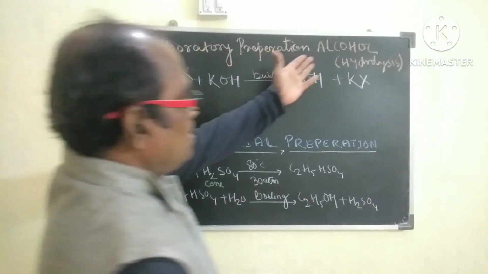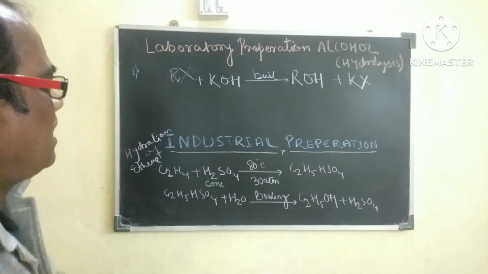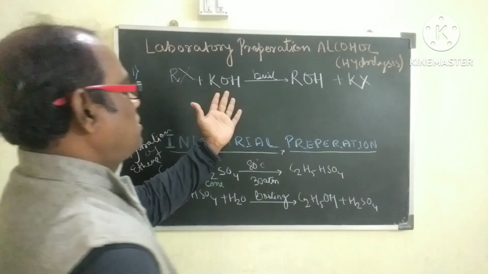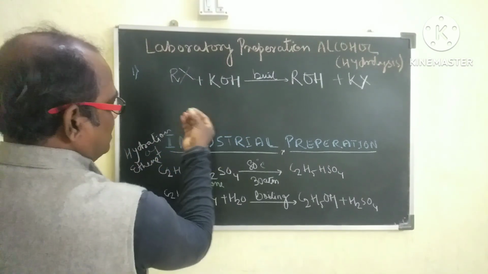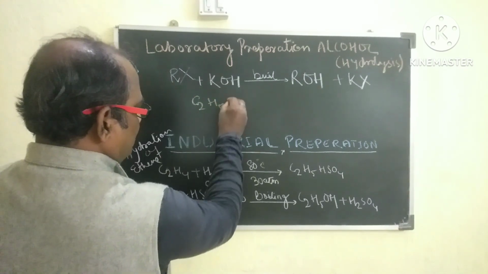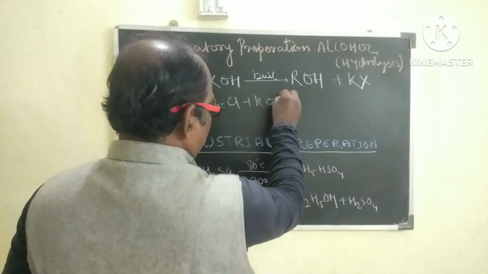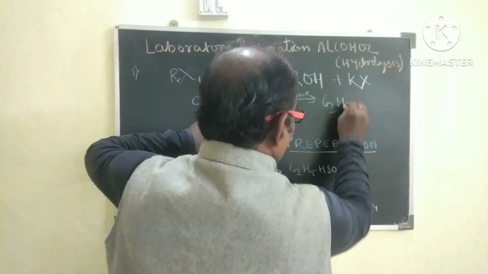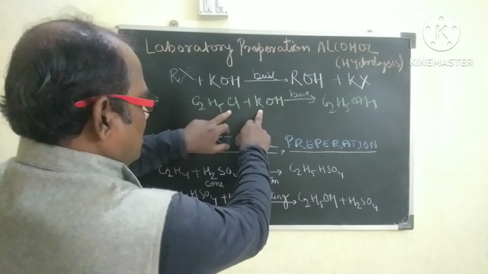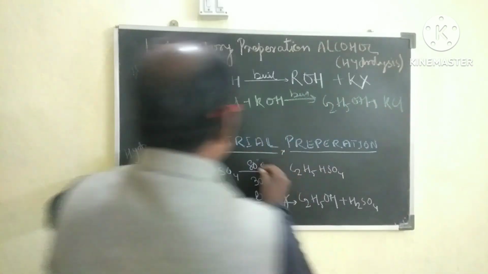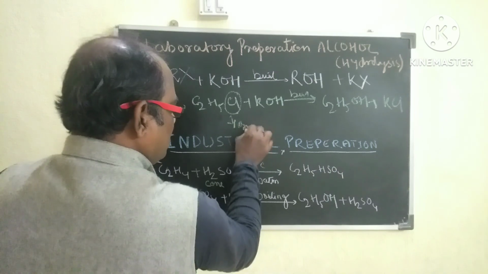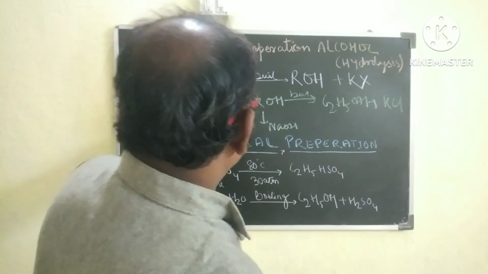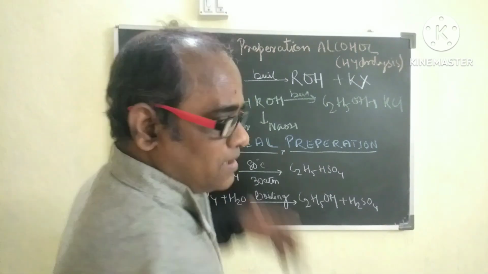In the laboratory, we can prepare alcohol by the hydrolysis of alkyl halides, with the reaction of dilute hot alkalis. So we can take any alkyl halide here. Let us suppose C2H5Cl plus KOH. On boiling, we get C2H5OH plus KCl. Instead of Cl, you can take bromine here, and you can take sodium hydroxide as well. Also, you can take any other alkyl halides like CH3Cl, etc.